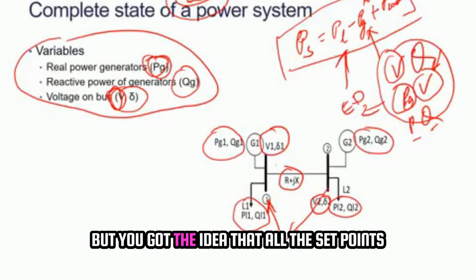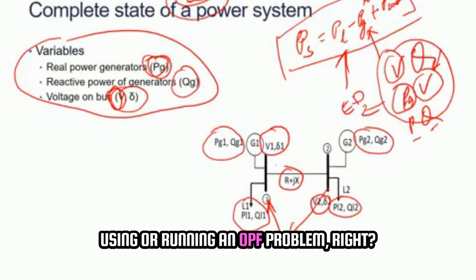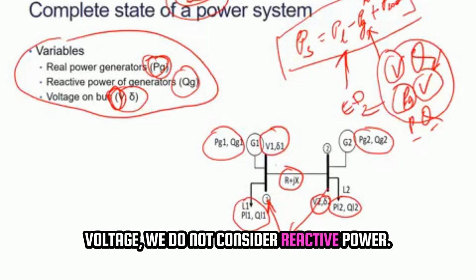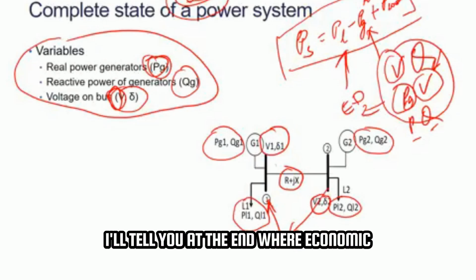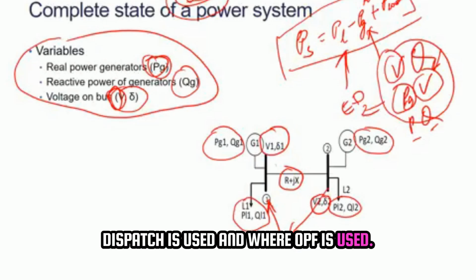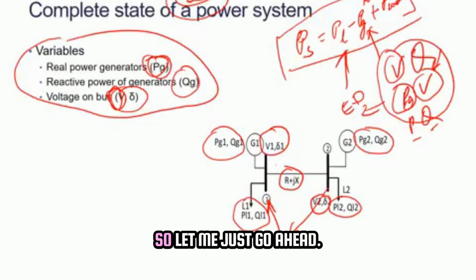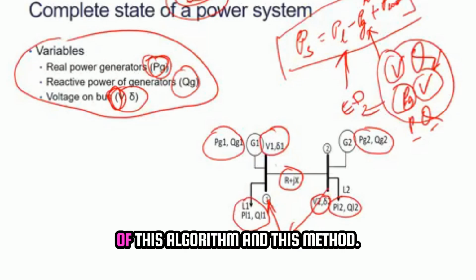But you got the idea that all the set points in power flow, we do this by running an OPF problem, right? Because in economic dispatch we do not consider voltage, we do not consider reactive power. So that's why it was of very elementary use. I'll tell you at the end where economic dispatch is used and where OPF is used, but you got the idea, the difference between economic dispatch and OPF. So let me just go ahead. You'll be able to appreciate the beauty of this algorithm and this method.